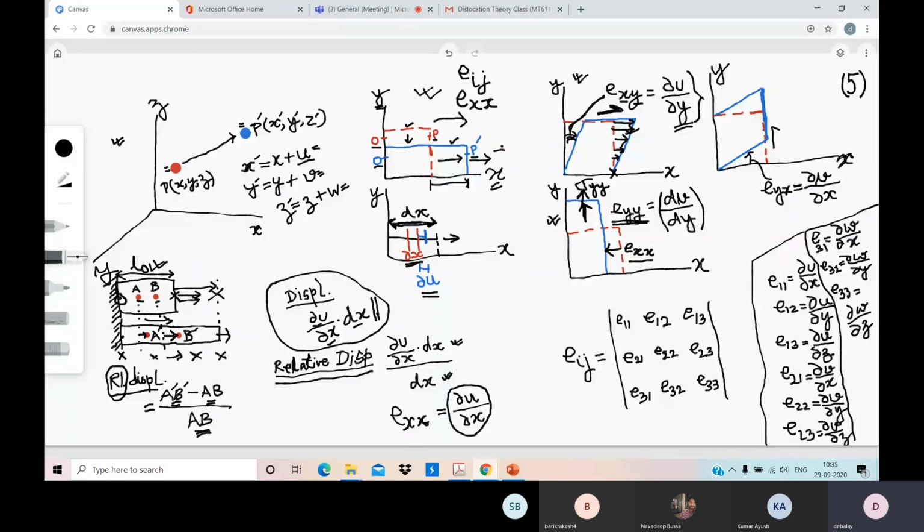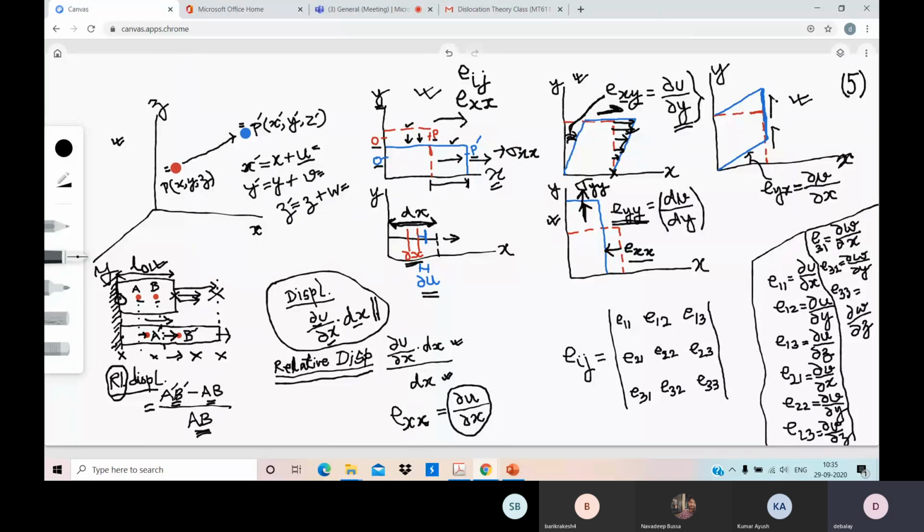Similarly, in this case, the stress that I am using is sigma XX. So if I apply a stress sigma XX, it's not only causing relative displacement along x direction, which is EXX, but also relative displacement along y direction, that is EYY, in a negative sign. So longitudinal displacement and transverse displacement.